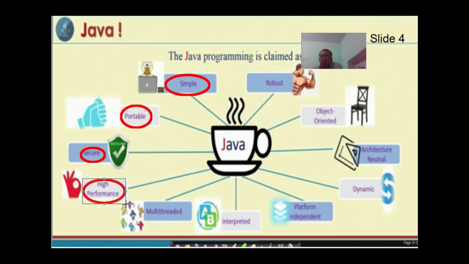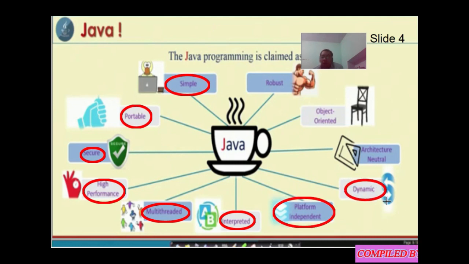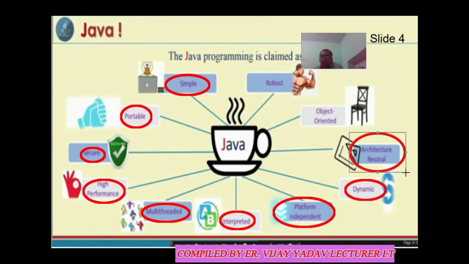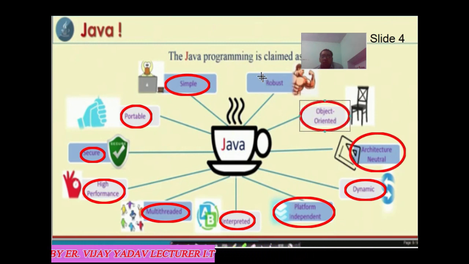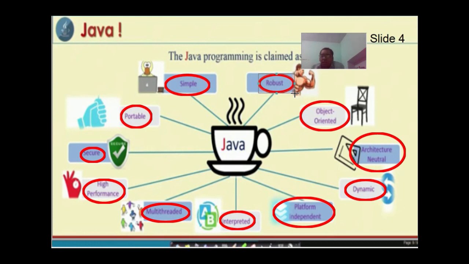It is high performance, multi-threaded and interpreted, and platform independent. These are the features of Java: platform independent, dynamic, and architectural neutrality. And finally it is object oriented and robust.